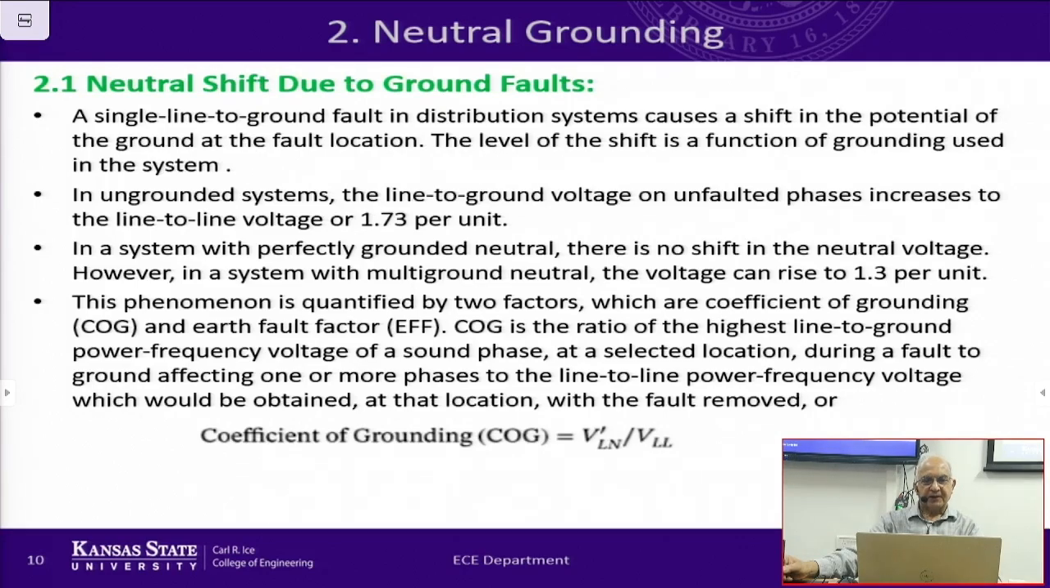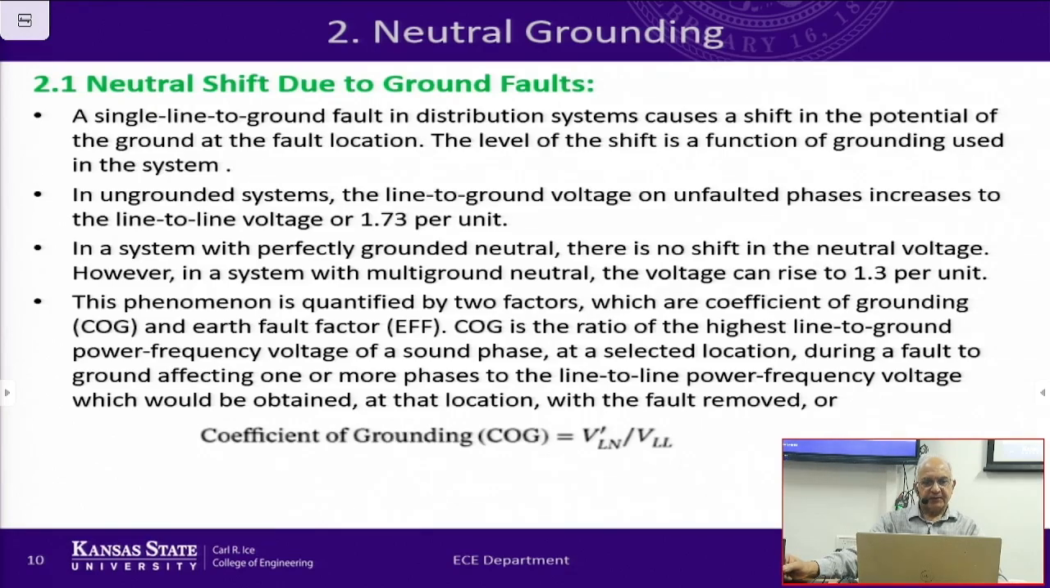Okay, and then it depends on if the system is with a perfectly grounded neutral, there is no shift in the neutral voltage. But there is no perfect ground. It's very difficult to achieve a 100% perfect ground. So typically in a system with multi-grounded neutral, the voltage can rise up to 1.3 per unit. So that's also an important aspect, because it prevents overvoltage from happening in the unfaulted phase.